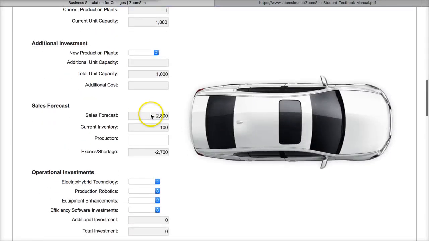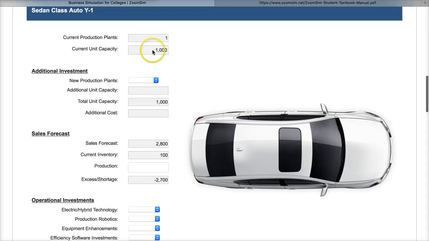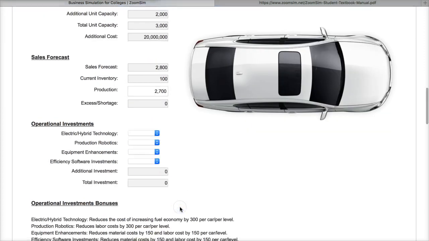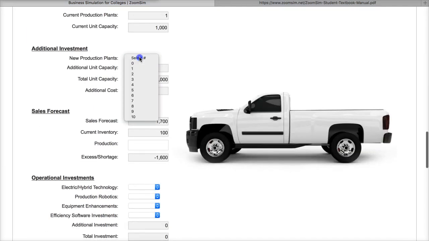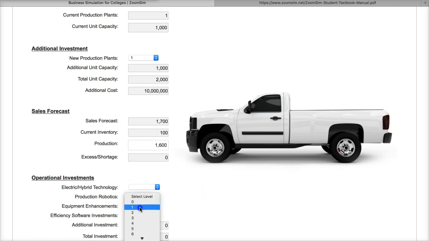So now I have a capacity of 1,000 because I have one plant, but I need to make 2,700. So I'm actually going to have to buy 2 production plants. It's going to cost me $20 million to make that 2,700. I'll buy some of that. Okay, truck. Again, I need to buy one production plant, and I can make my 1,600 cars. And I'll buy some operational investments here.